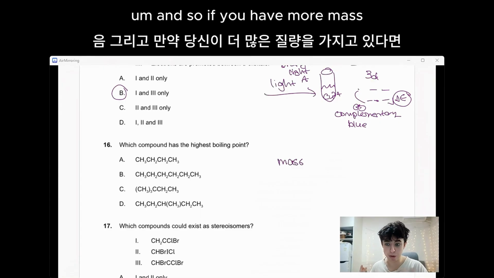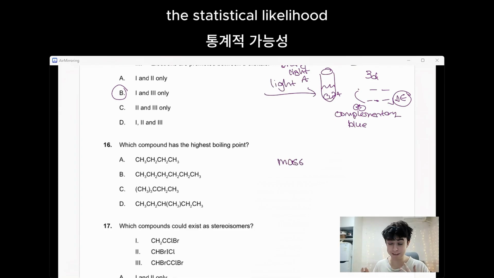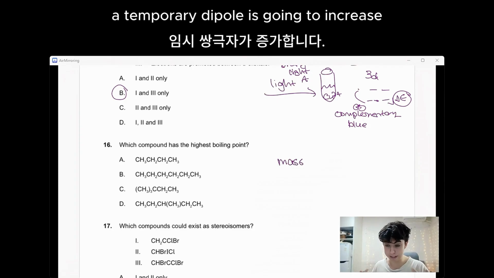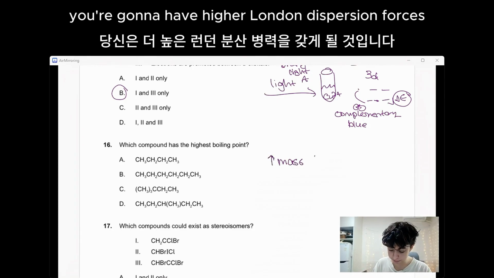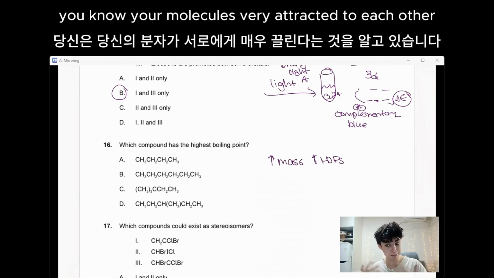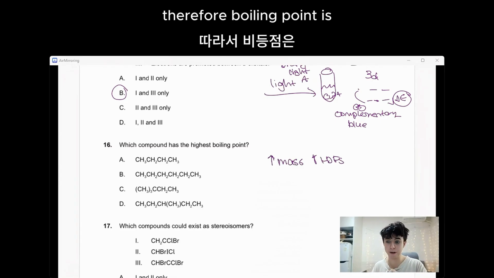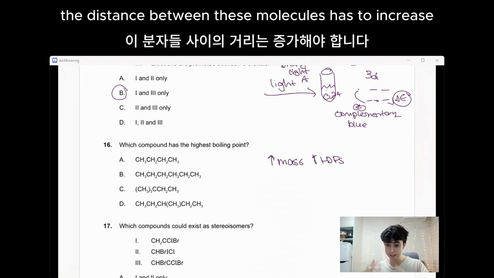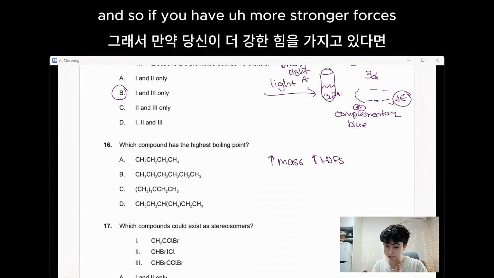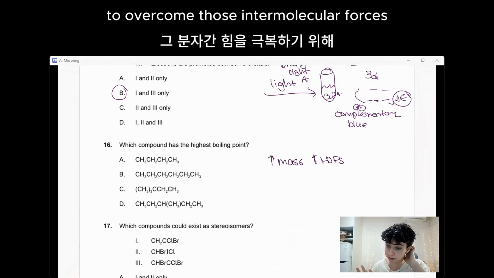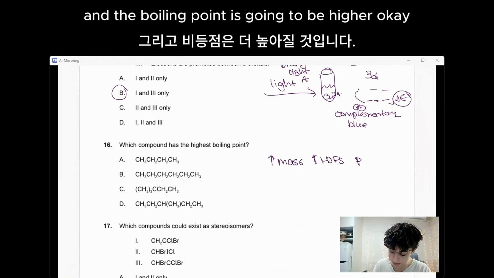If you have more mass, you have more electrons, and therefore the statistical likelihood that you're going to be at an angle to form a temporary dipole increases. So a higher mass means higher London dispersion forces. Higher intermolecular forces mean your molecules are very attracted to each other. Therefore, for boiling, you have to pull them away from each other, because the distance between the molecules has to increase for it to become a gas. Stronger forces require more energy to overcome those intermolecular forces, and the boiling point is going to be higher.